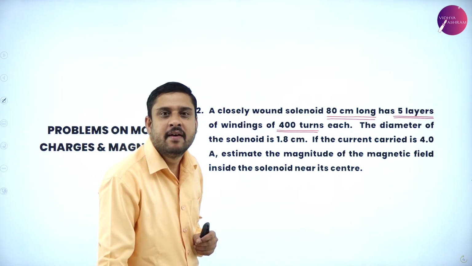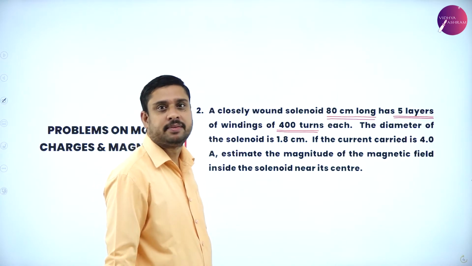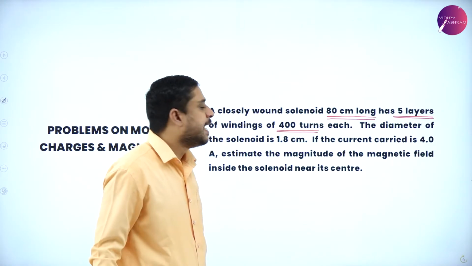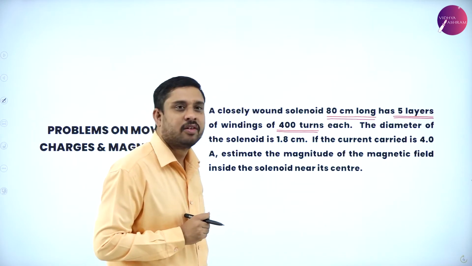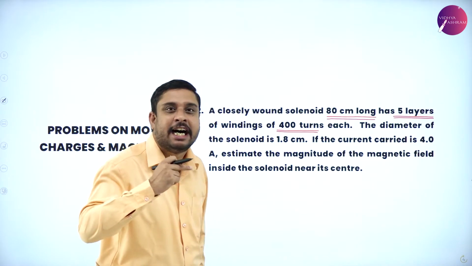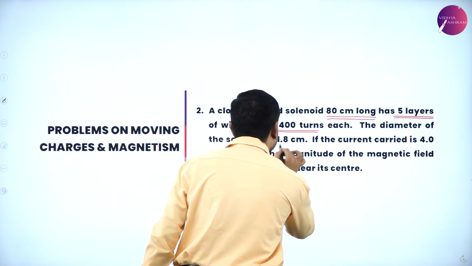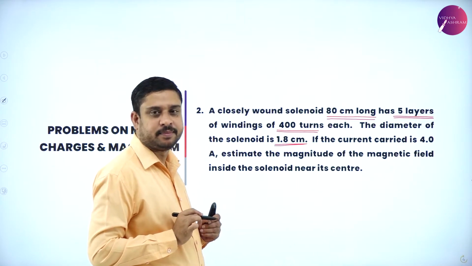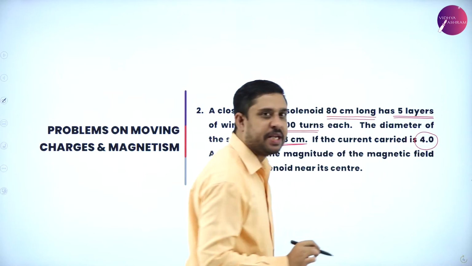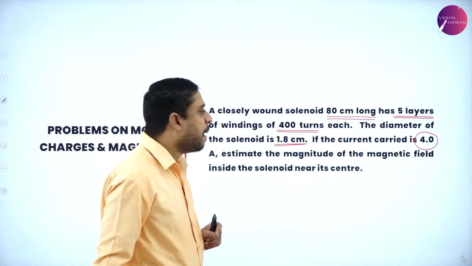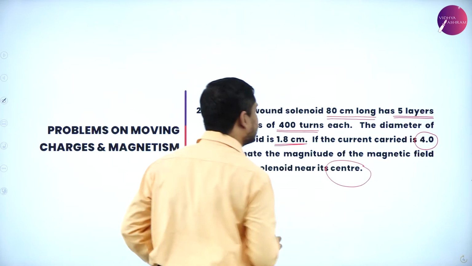So a closely wound solenoid which is 80 centimeter long. The length of the solenoid is 80 centimeter. It has 5 layers of windings, where each layer has 400 turns. The diameter of the solenoid is 1.8 centimeter. If the current carried is 4 ampere, estimate the magnitude of the magnetic field inside the solenoid near its center.